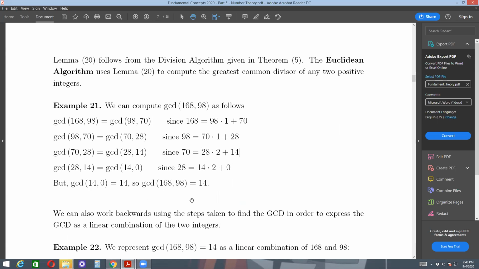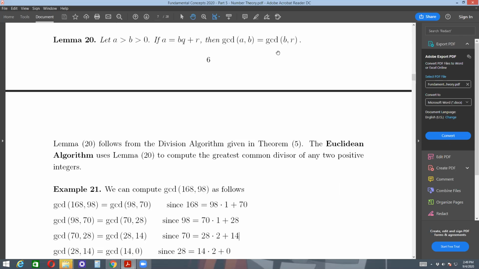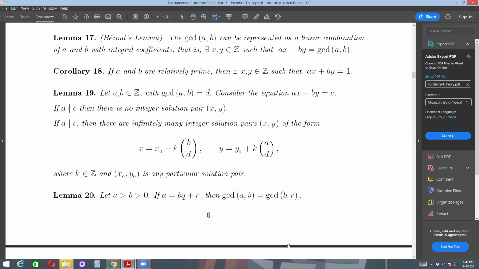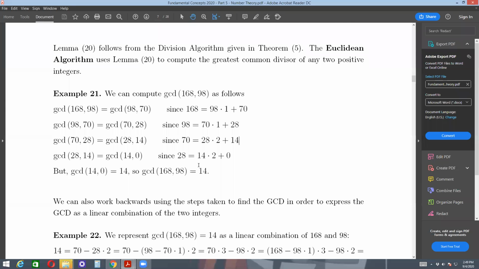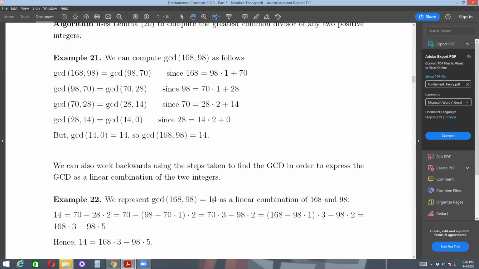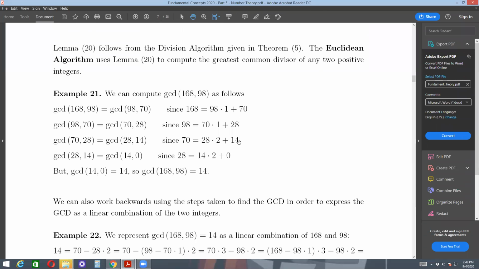Now, you could actually use these equations that you use here and work backwards to get the linear combination, meaning you work backwards to get the values for x and y that we had up here. So how you work backwards is you start with the last one that doesn't have a 0. So you start with this one. I'm going to write the GCD, which is 14, because I know that's the GCD. 14 is 70 minus 28 times 2, so that's this down here.